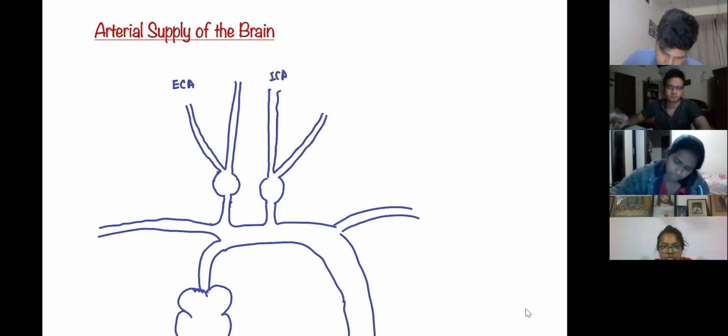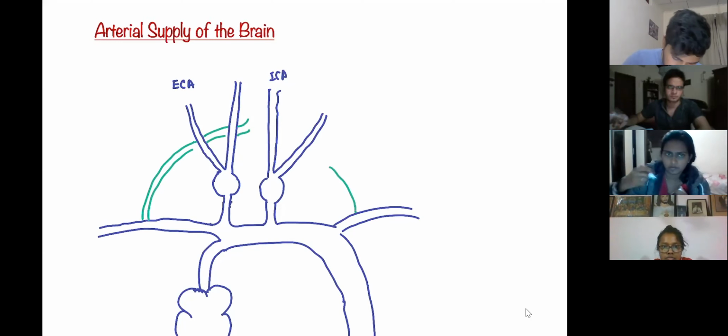Then we have the subclavian arteries. The subclavian artery's first branch is called the vertebral artery. From its name you should realize it is posterior. It is located posteriorly.